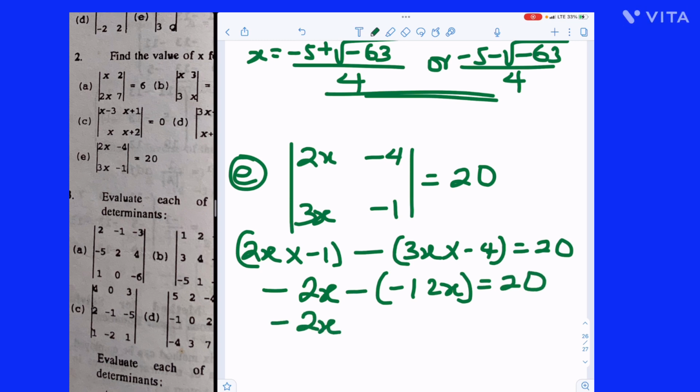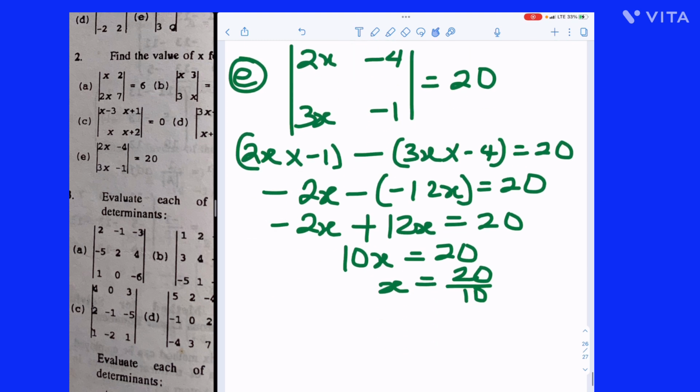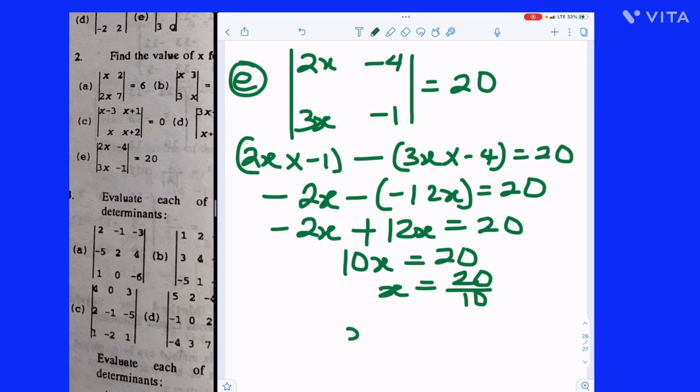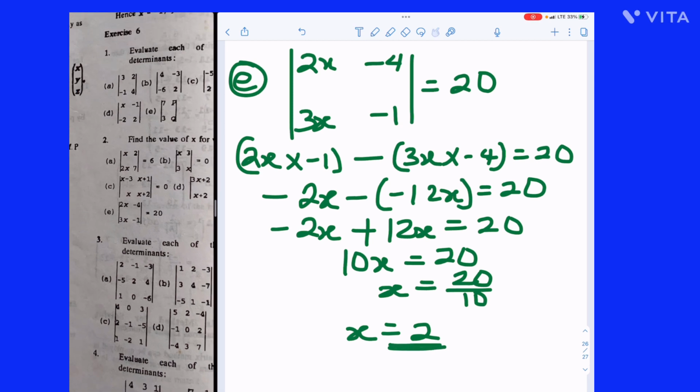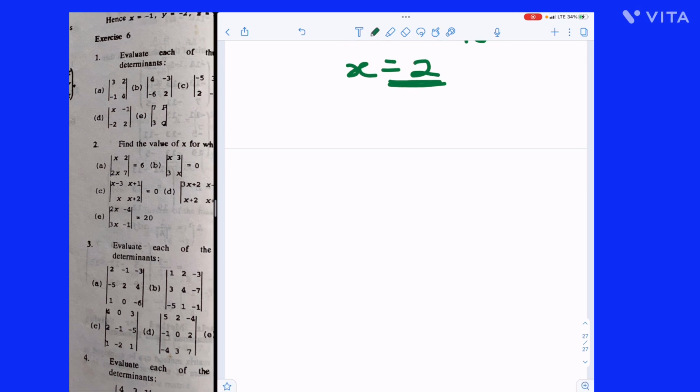So minus 2x plus 12x is 20. 12x minus 2x, that's 10x is 20. X is equal to 20 over 10. So that gives us x is equal to 2. So those are the basics of that determinant. That's how to find the determinant of a 2 by 2 matrix.